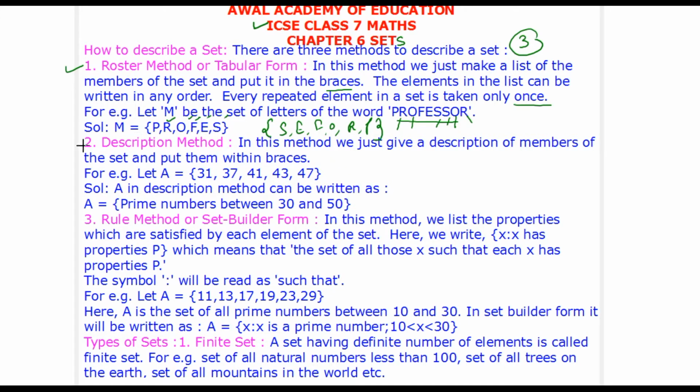Now the second is the description method. In this method we just give a description of the members of the set and put it within the braces.